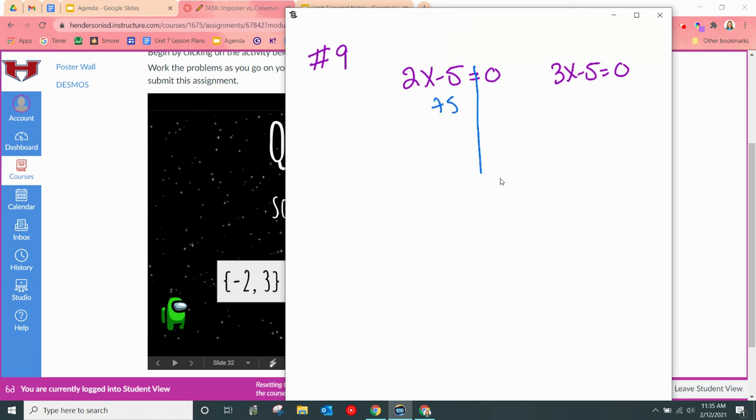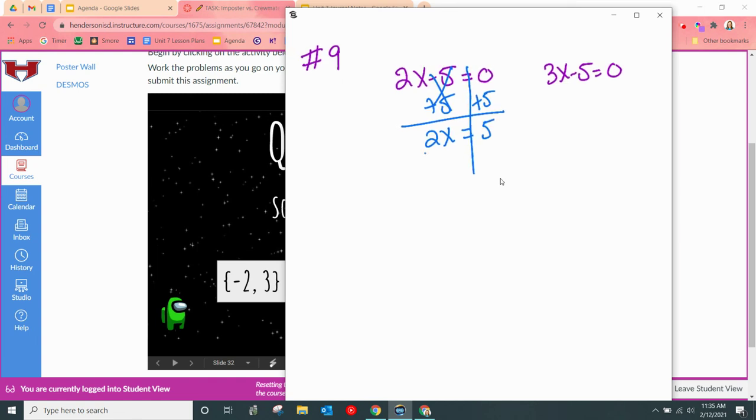I would add 5 to both sides. So I'm left with 2x equals, 0 plus 5 is 5. Guys, use your calculator. Don't tell me that's 0. And then I would have to divide by whatever's in front of x. So x equals 5 over 2. I'm going to leave it as the fraction.